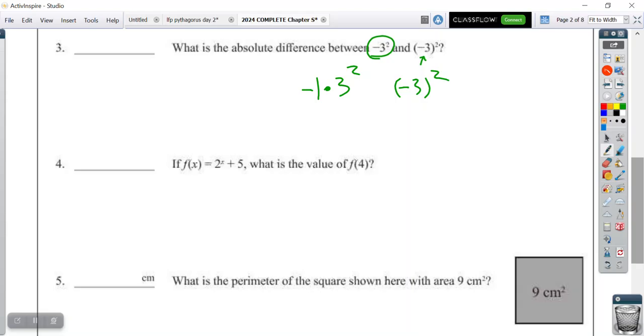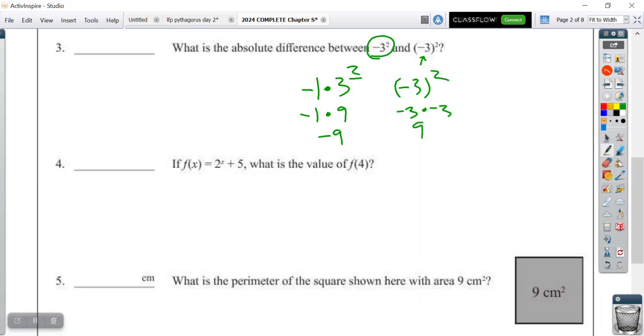Well, order of operations says exponents first. So 3 squared is 9. So we have -1 times 9. -1 times 9 is -9. The quantity -3 squared is -3 times -3, which is +9.